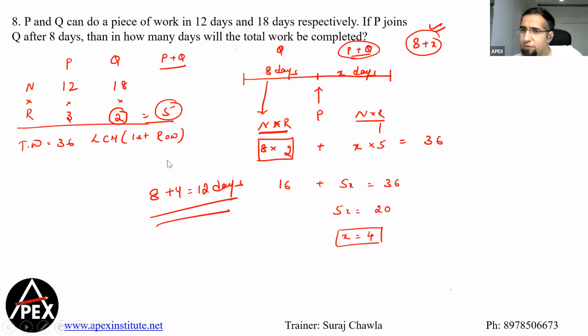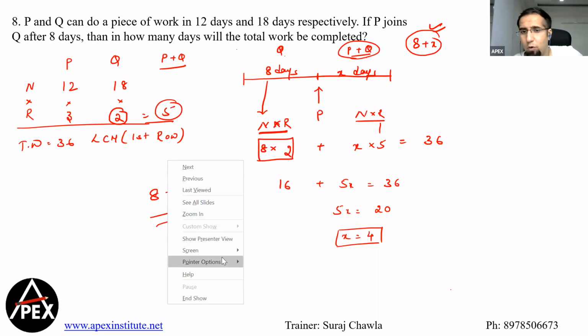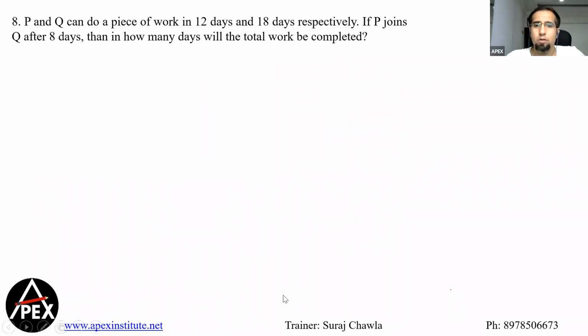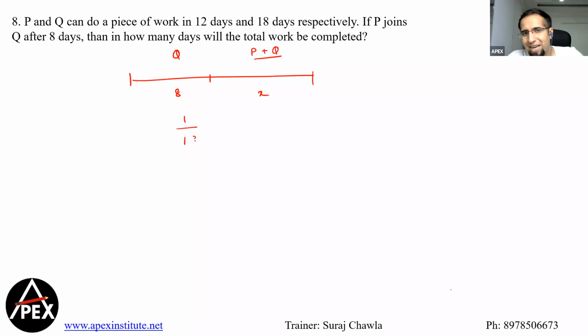Great. Now let's follow the fraction method, guys, for people who wanted the fraction method. We have to understand this much in the fraction method also. Q worked alone for 8 days. P plus Q worked for x days. In the fraction method, in one day, if Q is doing 1 by 18th of the work, in 8 days, Q will do 8 into 1 by 18.